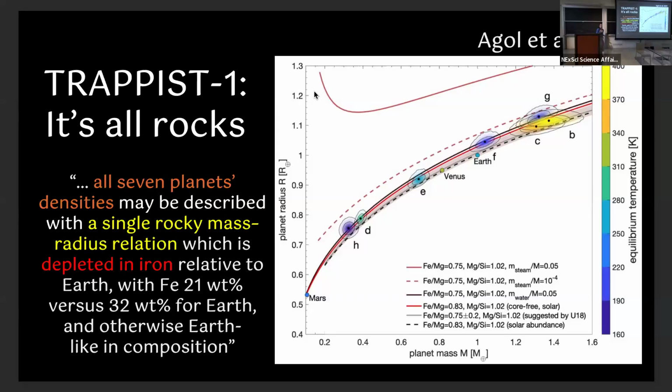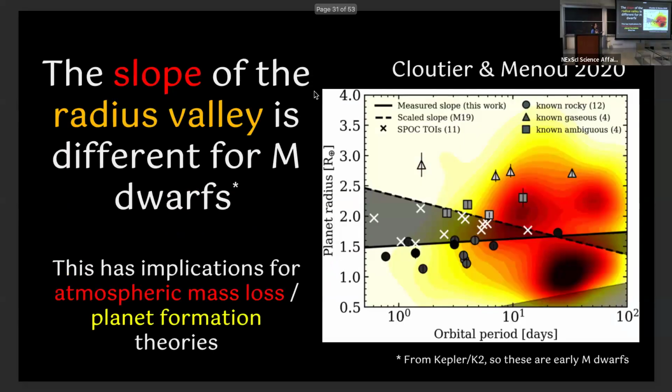So the rocky side of the radius valley for these low mass M dwarfs, many of them seem to be consistent with these pure rock compositions. And we've heard a lot earlier today about subneptunes. And there's a lot, obviously, to say about all the work that's been done to think about what subneptunes are made of. Are they water worlds? Are they enveloped terrestrials? But one interesting thing that M-dwarfs can do for us is help us test some of these theories based on looking at the slope of the radius valley.